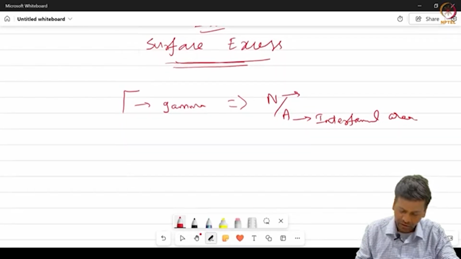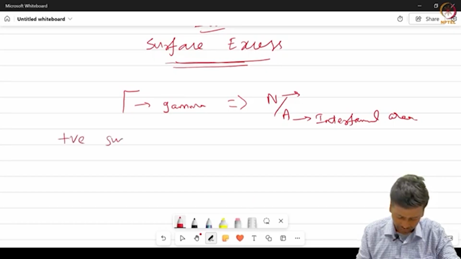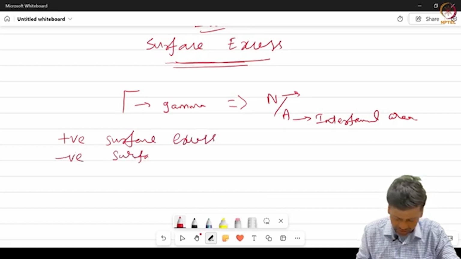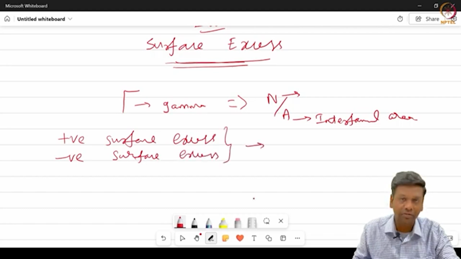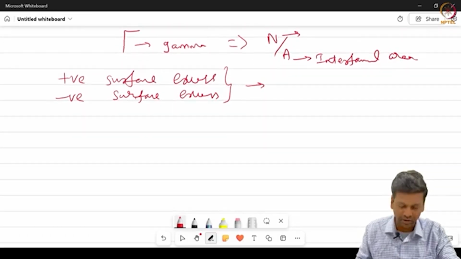Now we will look at what is meant by positive surface excess. There are two types of surface excess: one is the positive surface excess, and the other one is the negative surface excess. We will look at the implications of these.